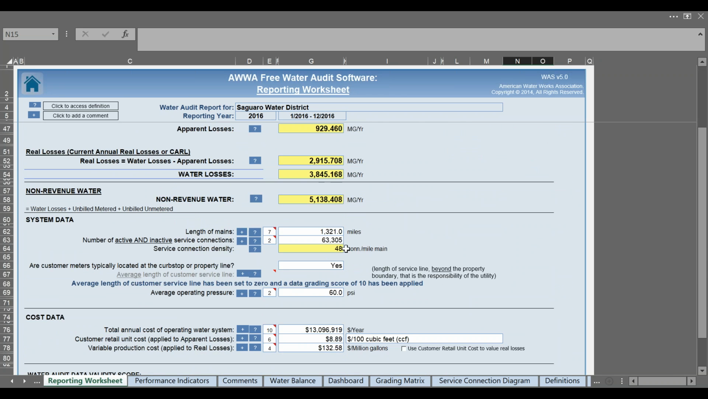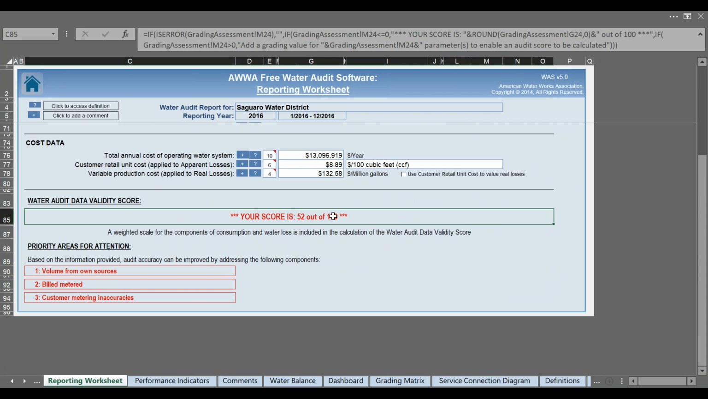At the bottom of our worksheet, the overall data validity score is calculated for audits where all the inputs and the applicable data validity grades have been selected. The data validity score is a measure of our overall trustworthiness of the data that's entered into the water audit. It's a composite value calculated from the individual data validity grades that range from 1 to 10.